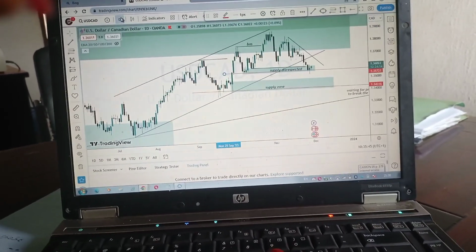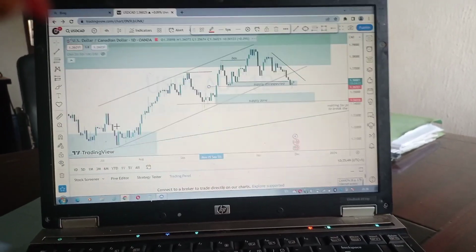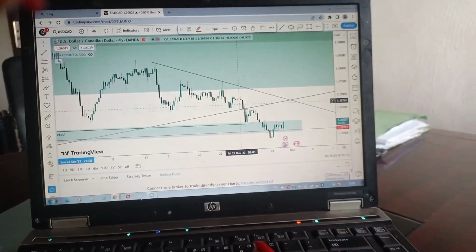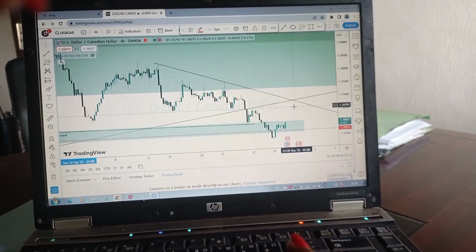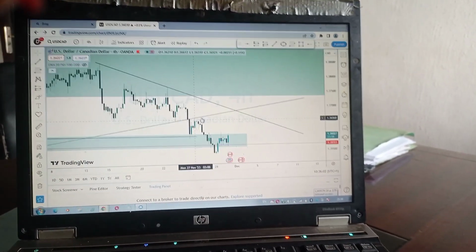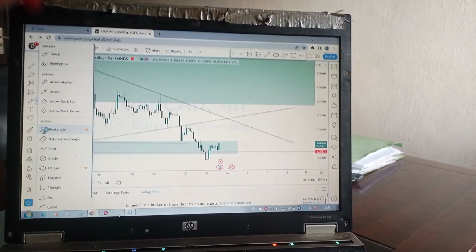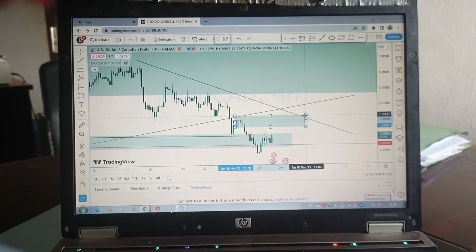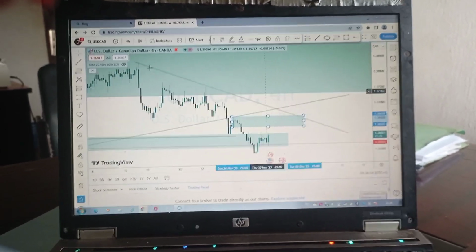So let's just see how price is going to react because I don't want to force anything. We say after a break of structure, there's going to be a retracement, and currently price is retracing. I don't know where price is going to retrace to. Price can retrace back to this demand or even to the high. Yesterday I was selling, and I already closed my sell.